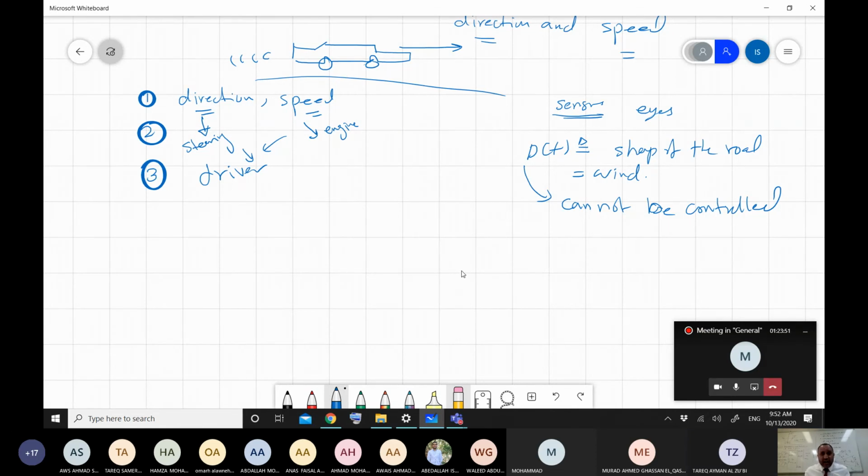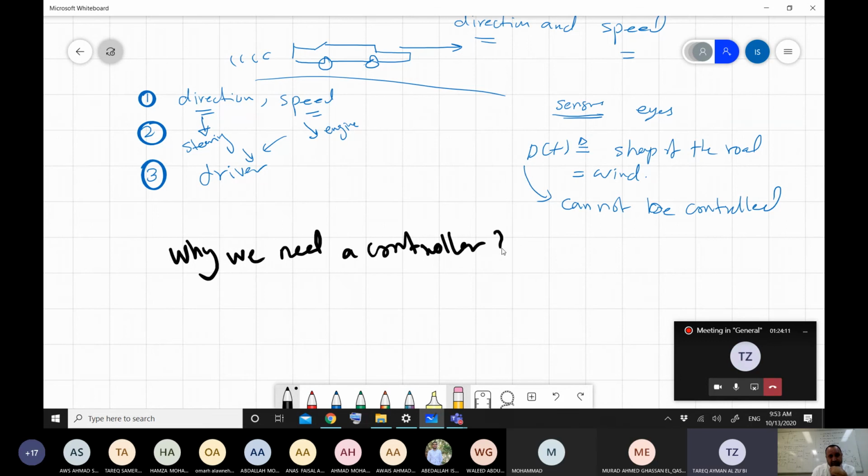In the first stage, why do I need a controller? By the way, in the first stage, why do we need a controller? So simply, I can rephrase it as, in order to guide a system in order to achieve certain performance.